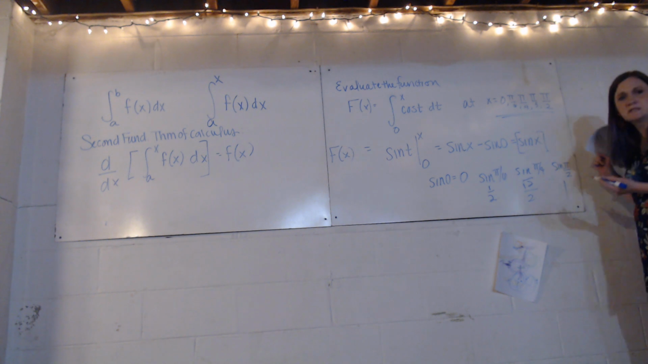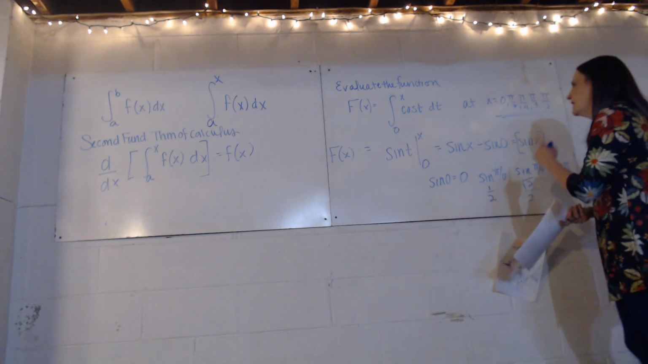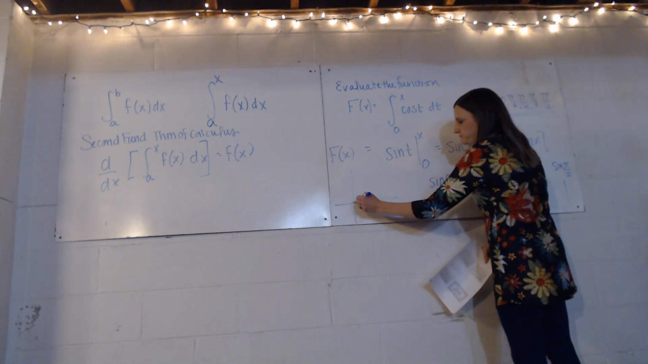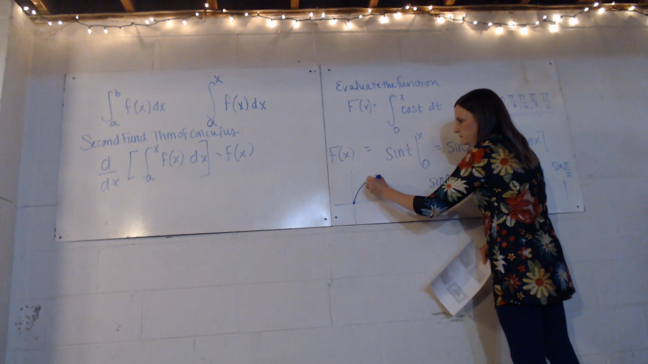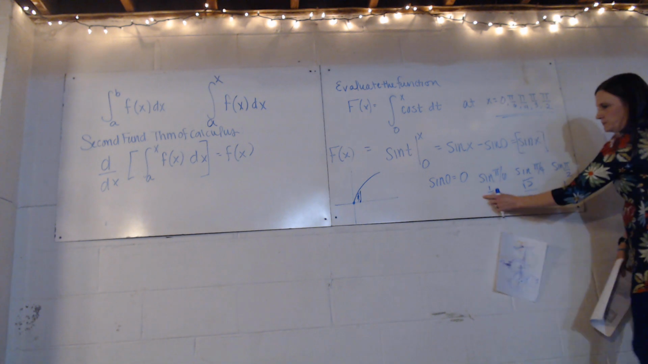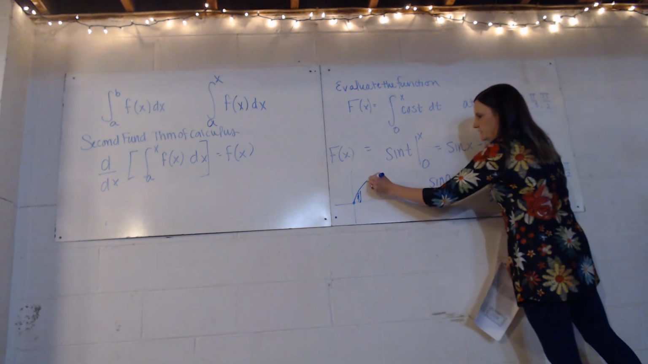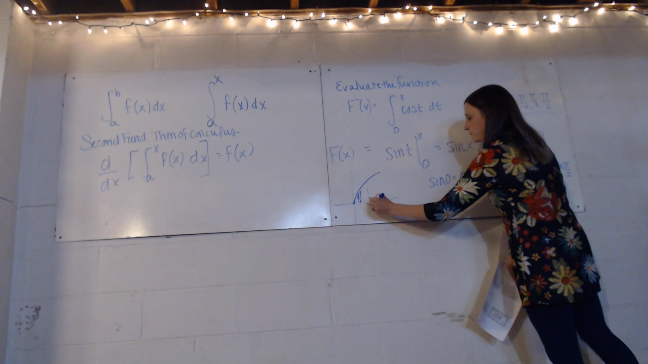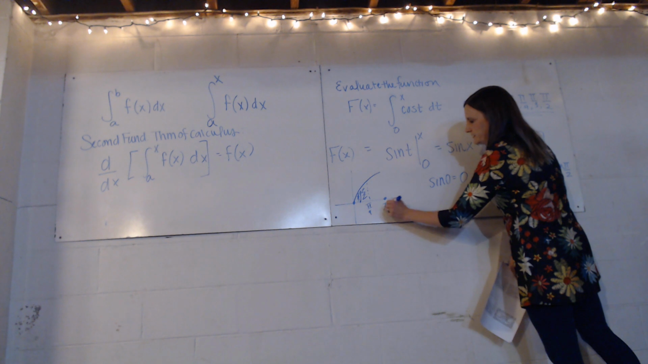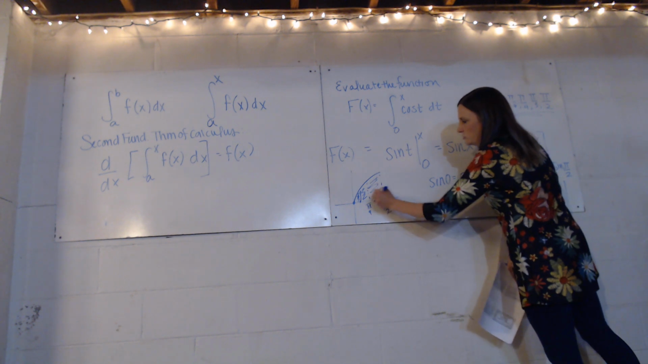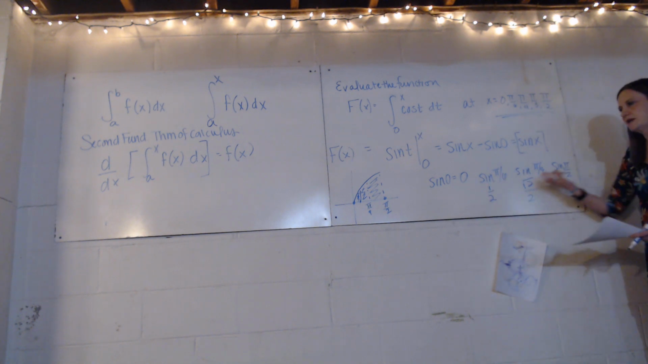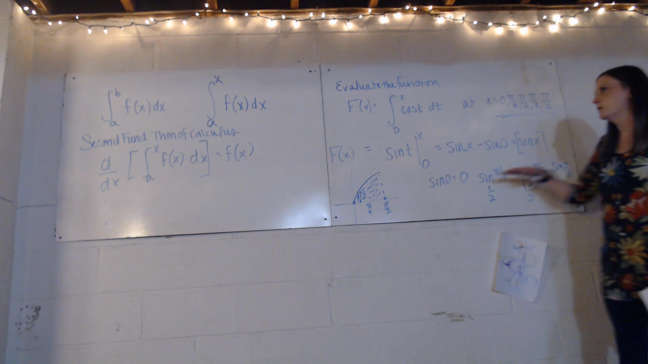I can think of this conceptually as an accumulated area. If I had a graph of my sine function, it starts at 0 and works its way up. This is the area for pi over 6. Then as I work my way up to, say, pi over 4, I'm building more area, all the way up to pi over 2, where I've accumulated an area of 1. So as I change these values for x, we see my area accumulating. That's one way to think about it.